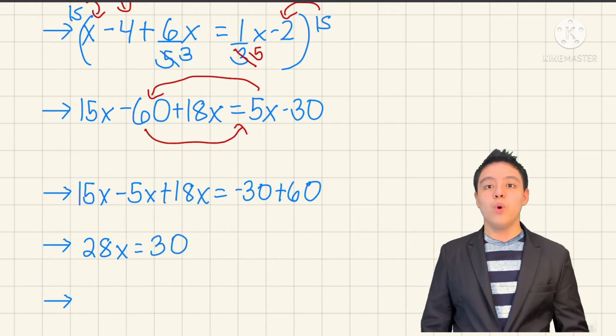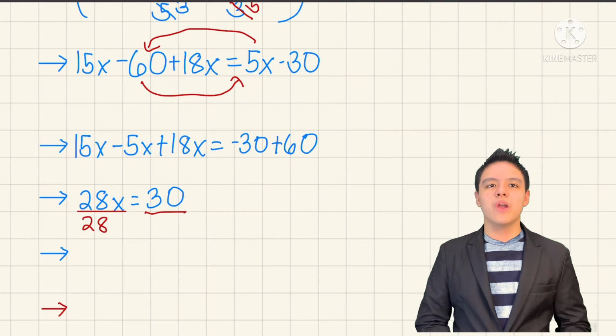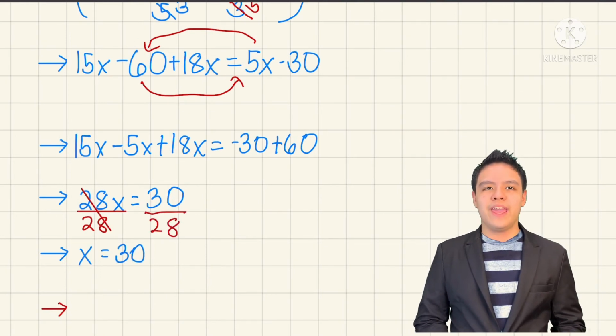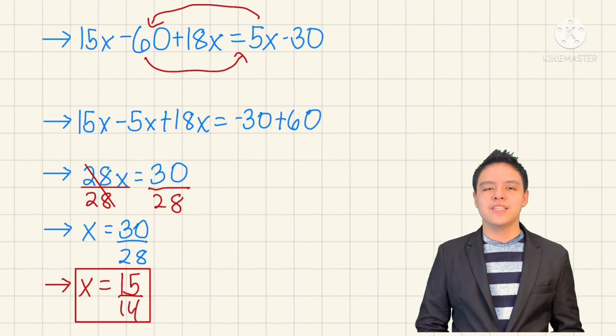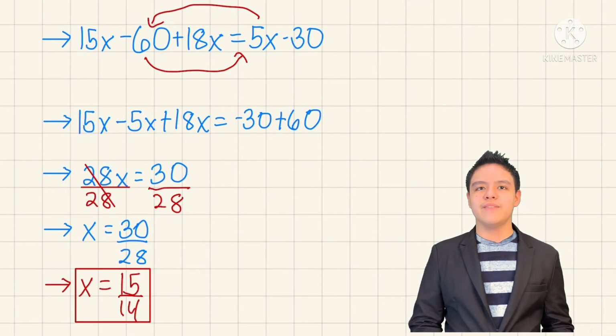And we'll divide both sides by 28. We will be left with x is equal to 30 over 28, but it's best to simplify the fraction. So our final answer is x is equal to 15 over 14.